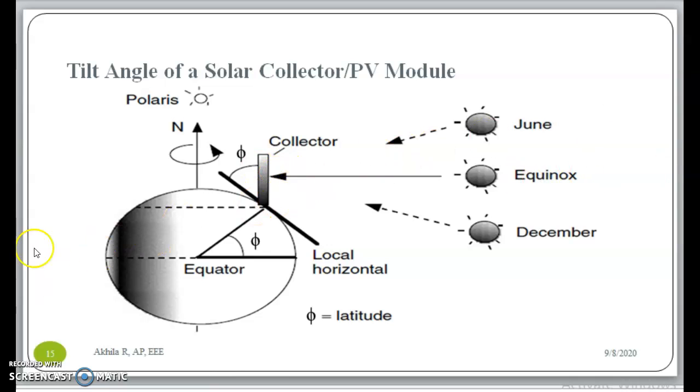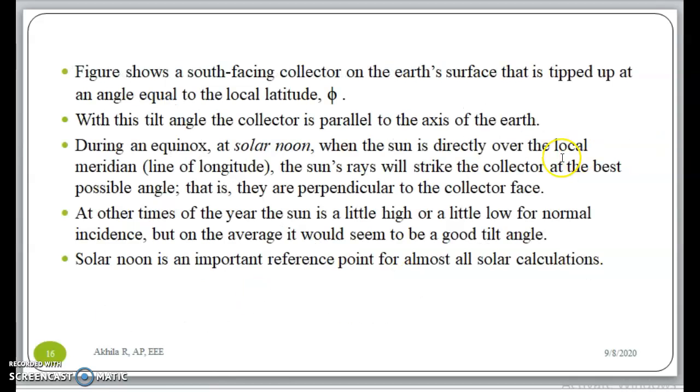Okay, it is placed parallel. So when the equinox condition comes, at solar noon, when the sun is directly over the local meridian, the sun's rays will strike the collector at the best possible angle. So it will be perpendicular to the collector face. So then we can collect the maximum sunlight rays.